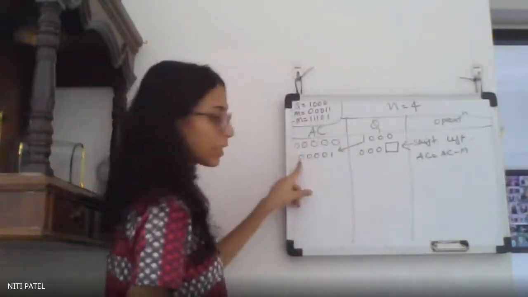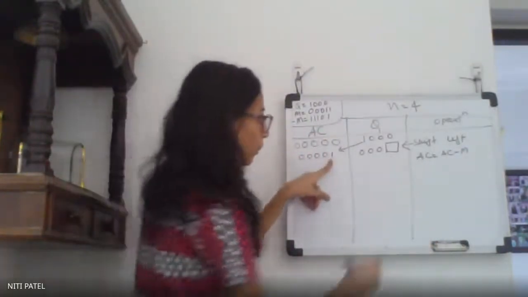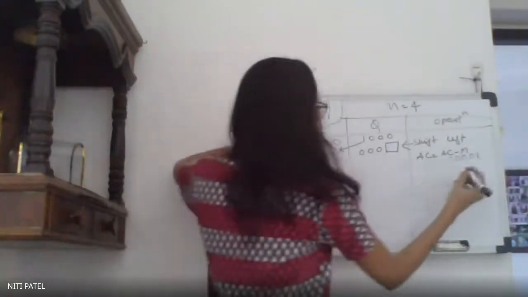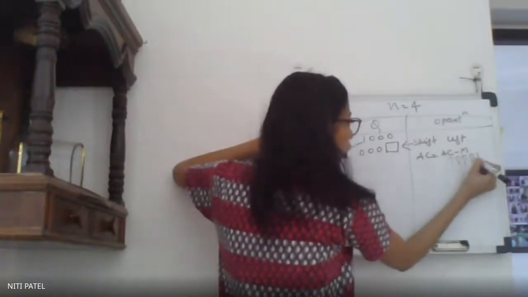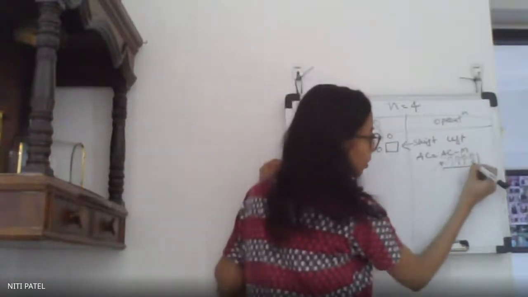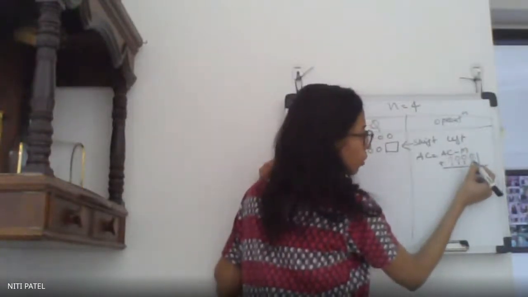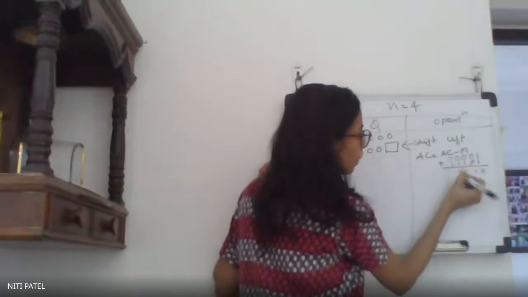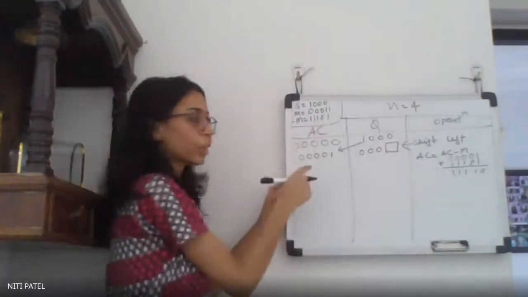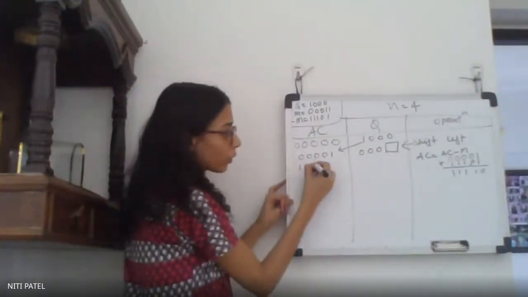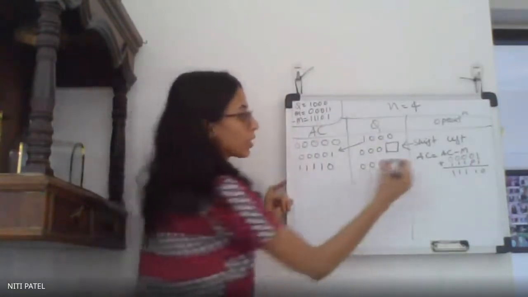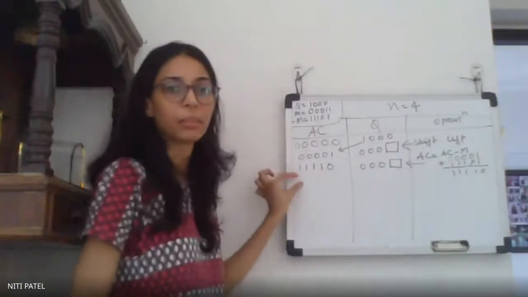What are the contents of AC? 0, 0, 0, 0, 1. What is my minus M? Minus M is 1, 1, 1, 0, 1. What I have to do with this is add them. So what do I get? 1 plus 1 is 0, carry 1; 0 plus 0 plus carry is 1; 0 plus 1 is 1; 0 plus 1 is 1; 0 plus 1 is 1. These contents are to be written in AC, so write 1, 1, 1, 1, 0. Keep the content of Q as it is. So this is the result of AC equals AC minus M.